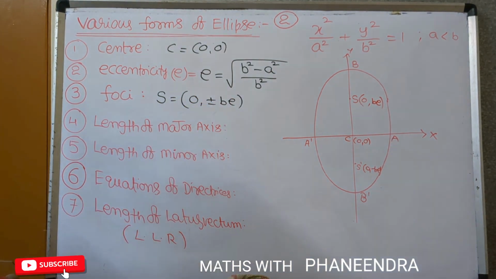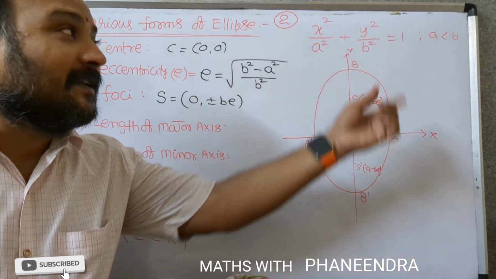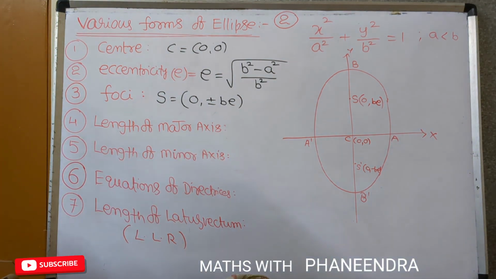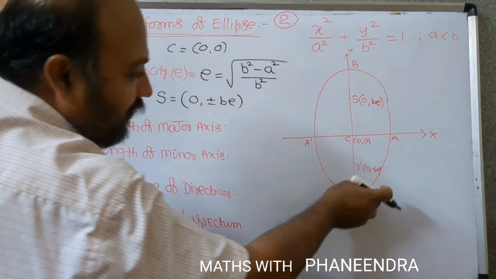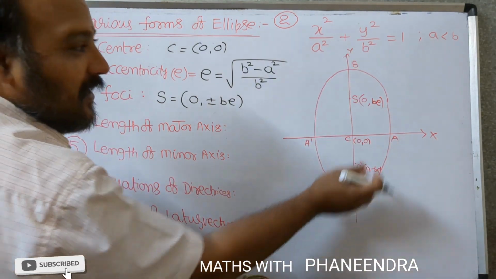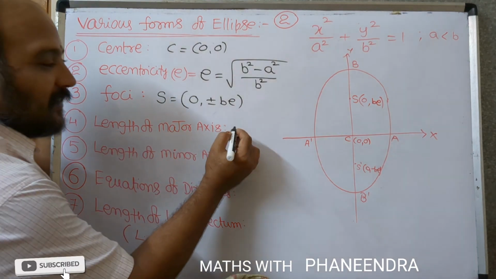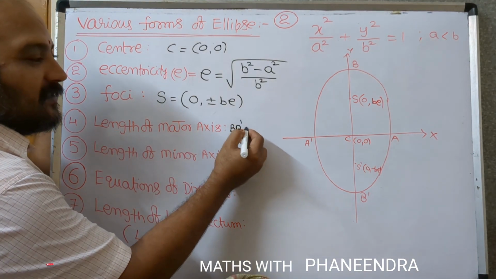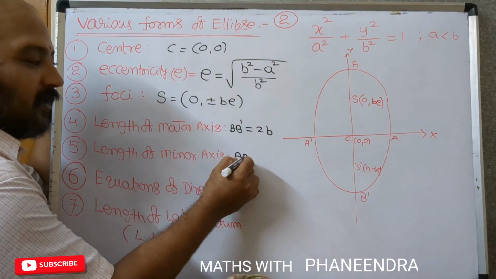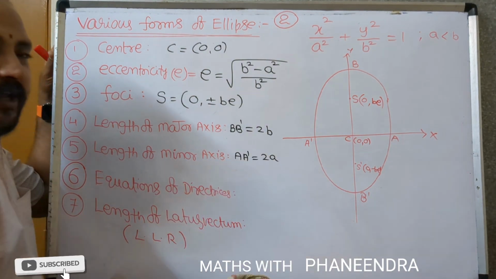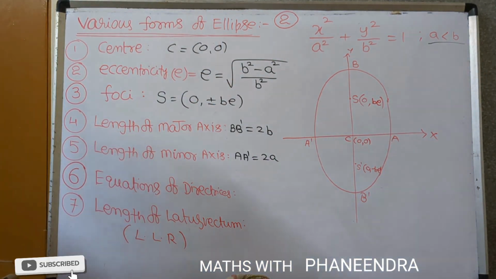Okay, dear students, these are the coordinates of foci when A is less than B, which we are talking about. Next, length of major axis. Observe carefully: B dash is called the major axis and A dash is called the minor axis. The length of major axis B dash is equal to 2B, and the length of minor axis A dash is equal to 2A, when A is less than B.